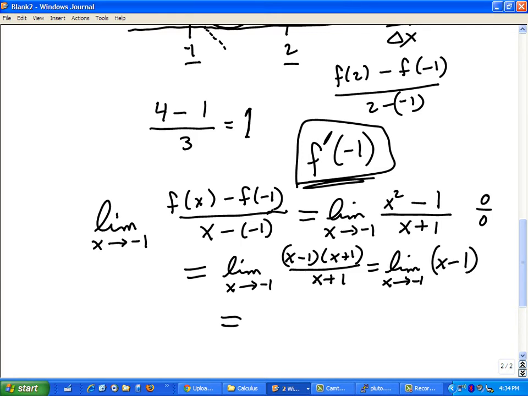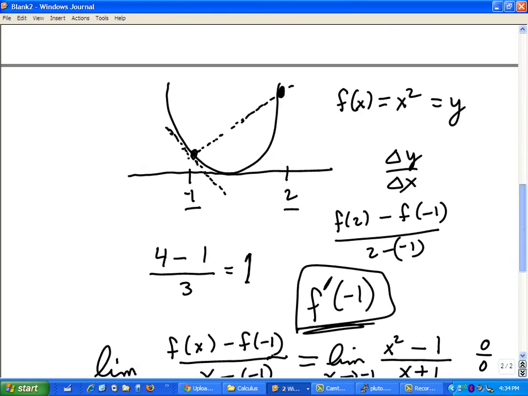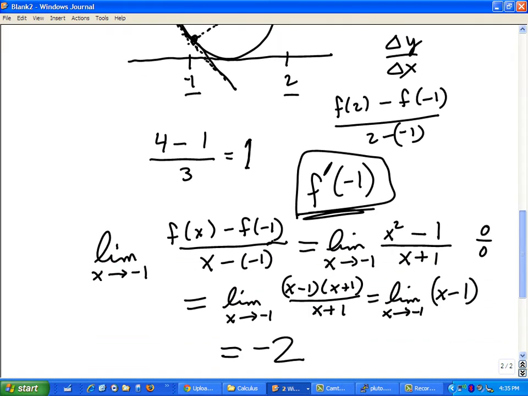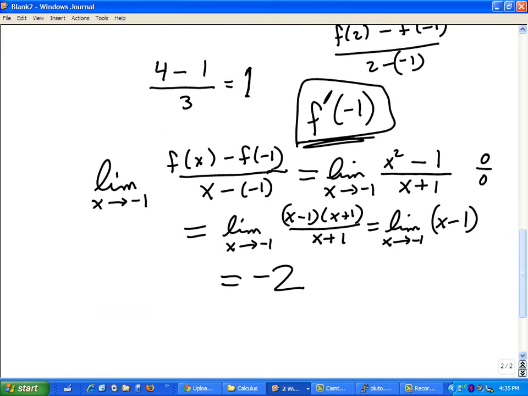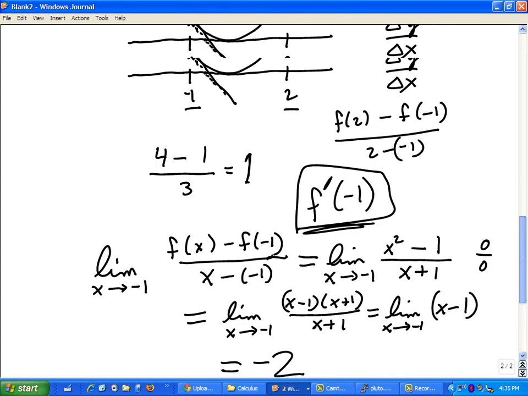Does that make any sense? Let's look at the picture. Does this line that's supposedly tangent to the graph of y equals x squared, does that have a slope of -2? It certainly looks like it to me. So yes, this is what we want. This is giving us the derivative, the slope of the tangent line, the instantaneous rate of change, which is -2 at the point -1.